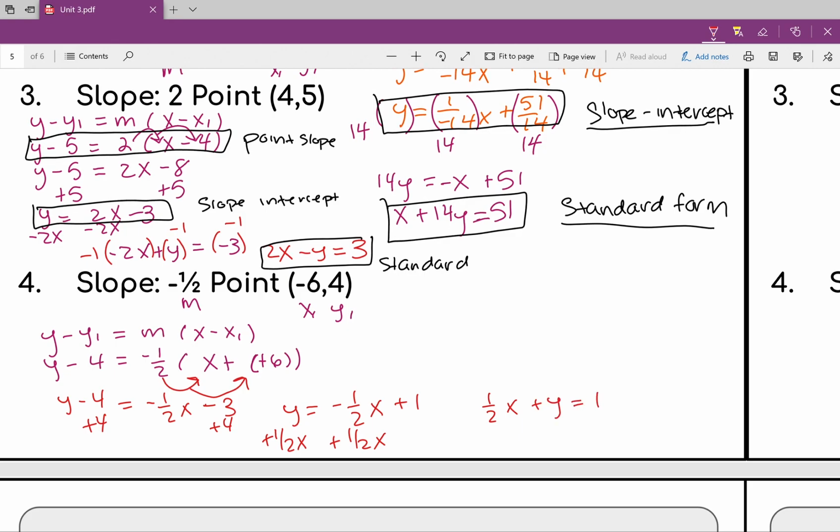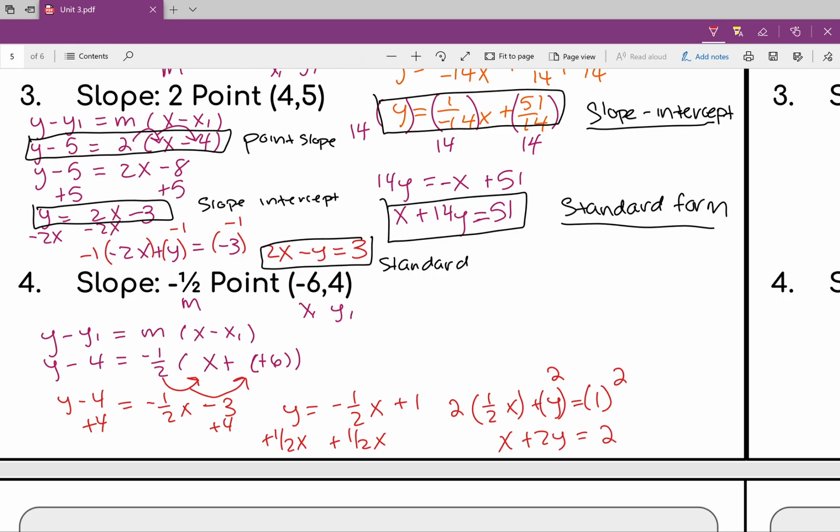Okay? So what I'm going to do now, because even though x and y is on the same side, I don't want that fraction right there. So I'm going to multiply everything by 2. And when I multiply everything by 2, that fraction is going to go away. So 2 times 1/2 is 1, so I have x. 2 times y is 2y plus 2y. And 1 times 2 is 2 equals 2.